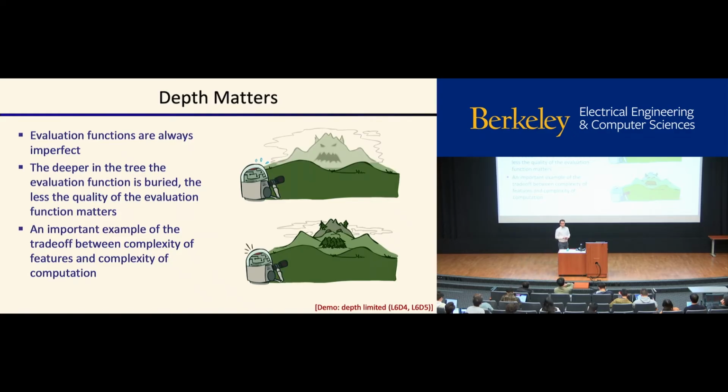Evaluation functions are always going to be imperfect, right? Because we can't afford to solve the whole minimax tree. But the deeper in the tree that evaluation function is buried, the less it matters if it's super, super accurate. As long as it's loosely accurate, kind of gets it right most of the time, it's okay, as long as we've taken a lot of steps to get there.